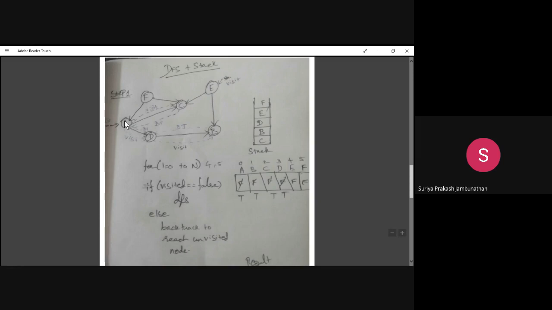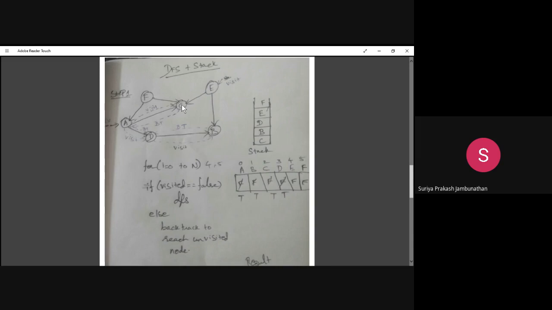After visiting A, we have to move further to the next node. From A we can reach two nodes, D and C. B is not there. Among these two nodes, in alphabetical order, C comes first, so we go to node C.